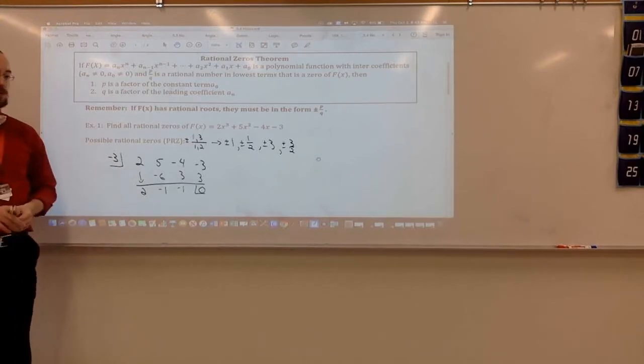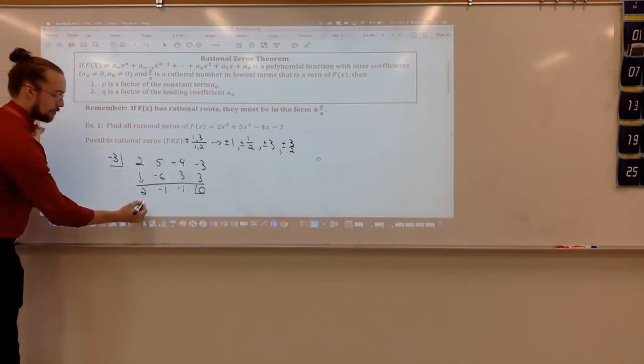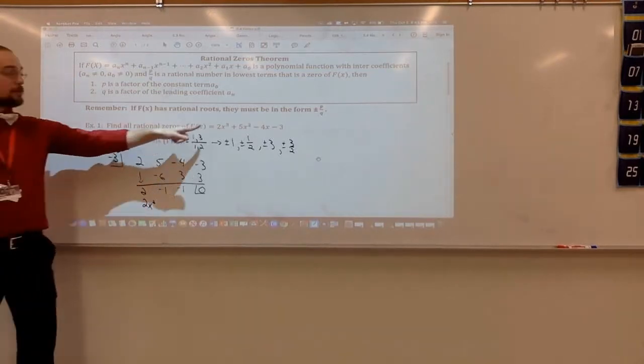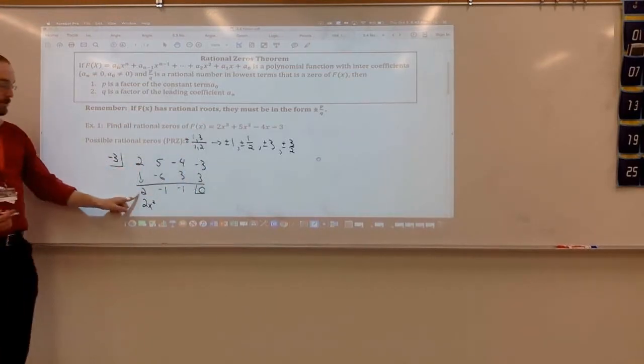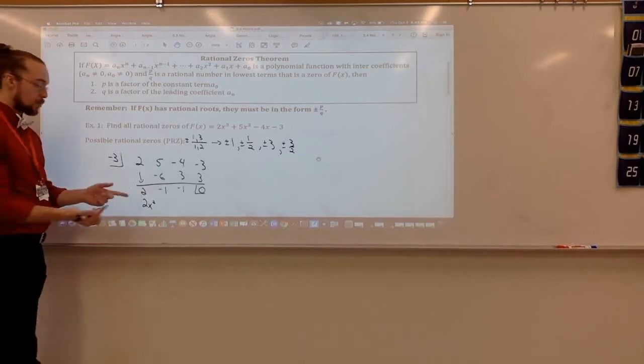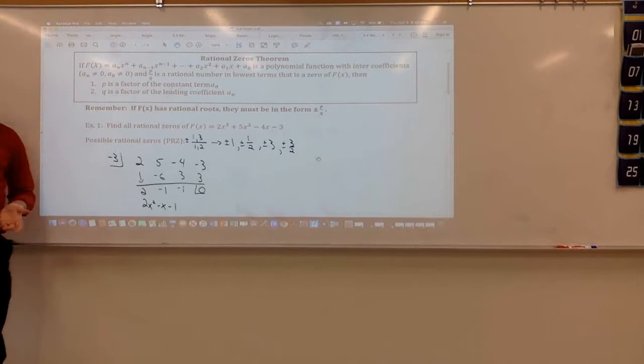Is it 2 minus 1 minus 1? There we go. Right? Since I started with a cubic and I divided out a linear factor, this will be the coefficients of a squared term. So this will be 2x squared minus x minus 1. Now we just have a quadratic.